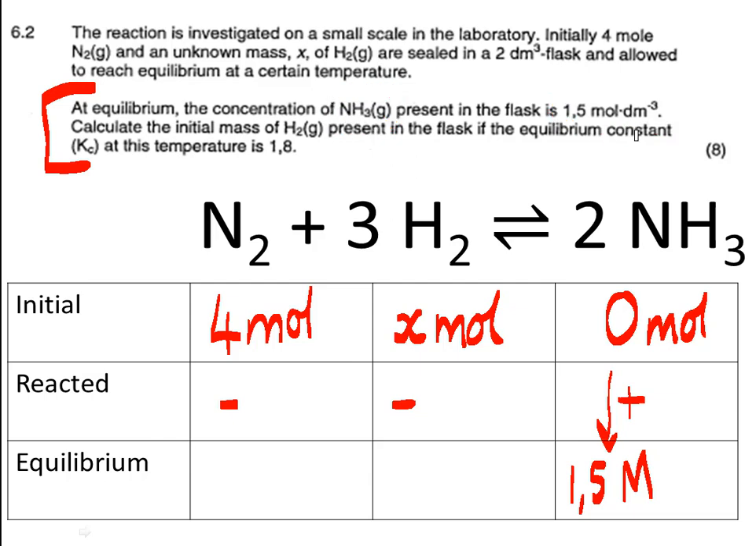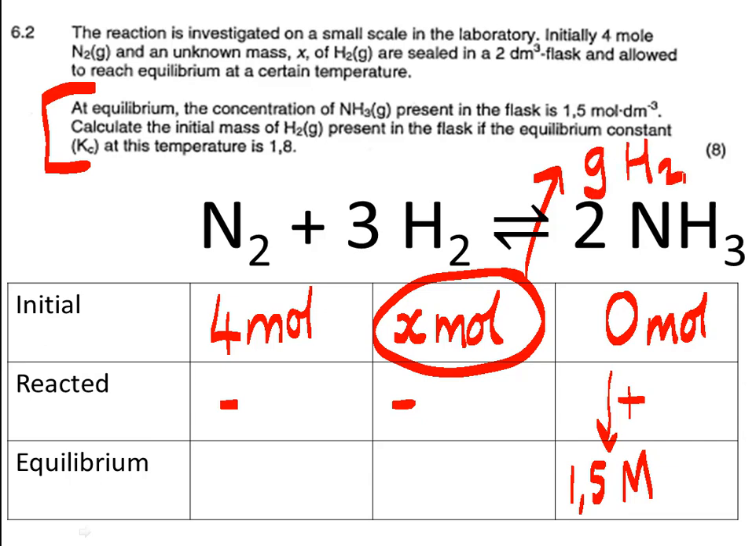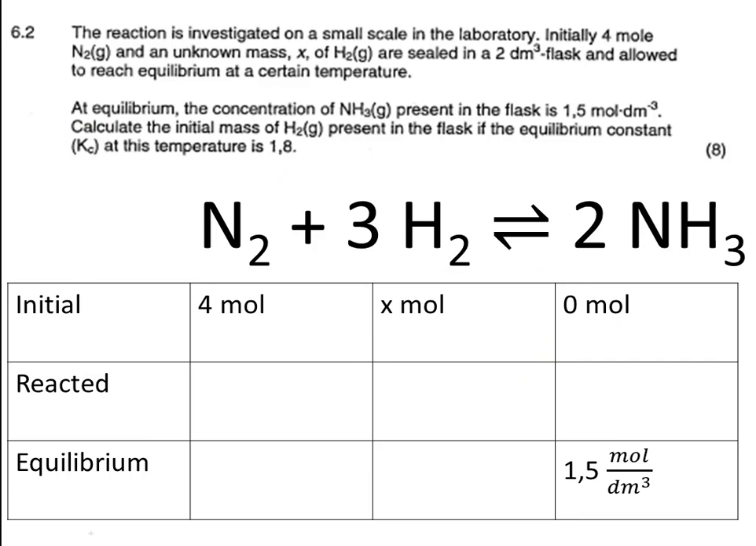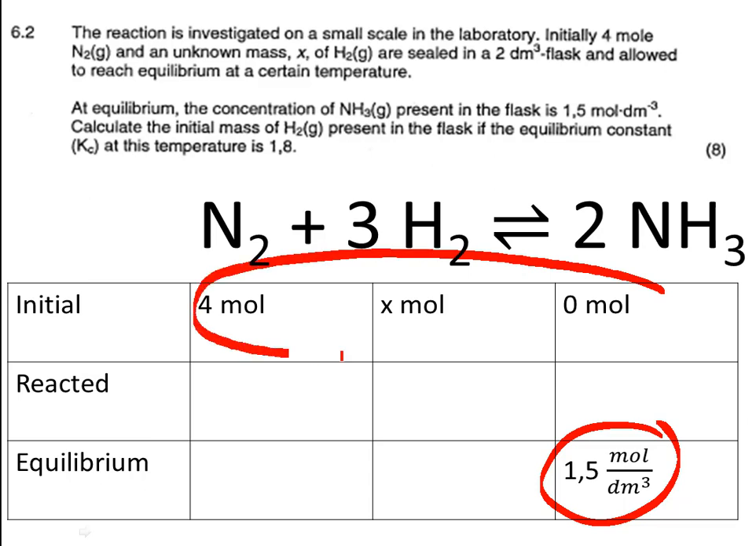Let's carry on reading. Calculate the initial mass of hydrogen. So we want to find out how many mole of hydrogen and then convert that into mass. In other words, how many grams of hydrogen. That is what the question's asking us. If the equilibrium constant Kc at this temperature is 1,8. Okay, so how are we going to make progress in this? The first thing is that we need consistency in our table. And we don't have consistency because here the information is concentration, whereas here we have number of moles.